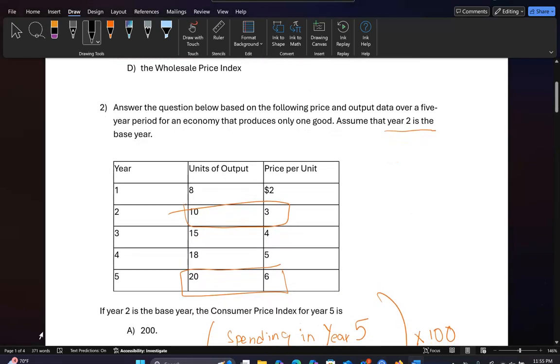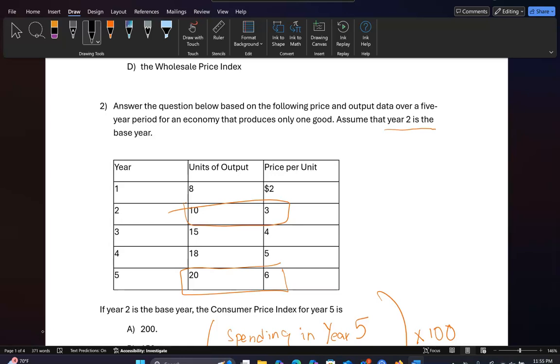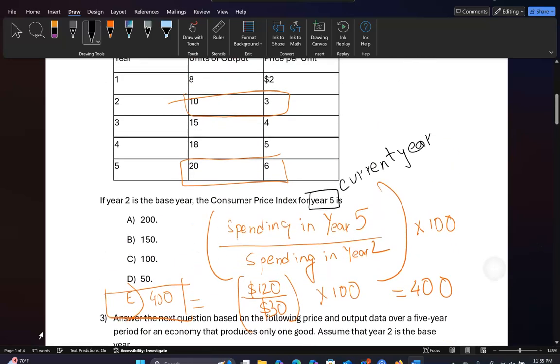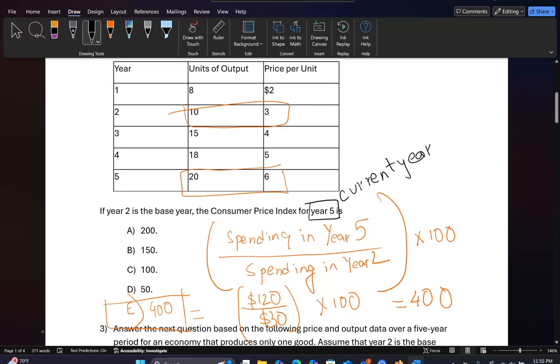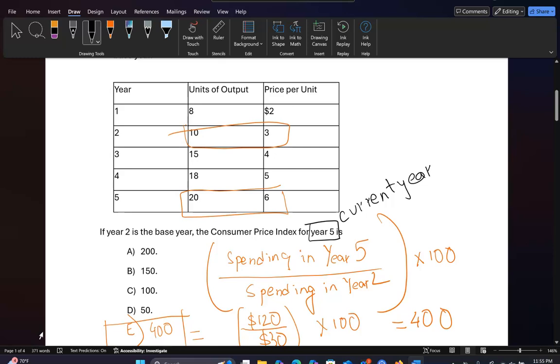Moving on to question 2. Here, year 2 is the base year, and we have to find out the CPI for year 5. So, this one is our current year. The CPI formula is spending in the current year, which is year 5. We have 6 times 20, that's 120, over the spending in the base year, that's year 2, that's 3 times 10, that's 30, times 100, and we get 400.